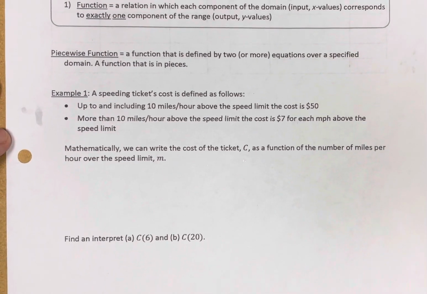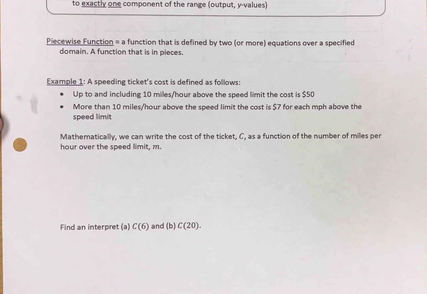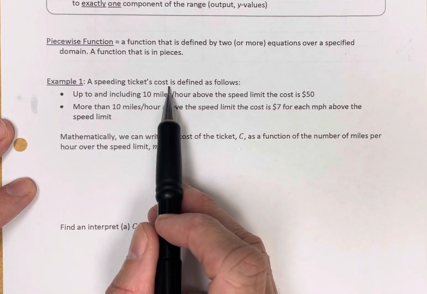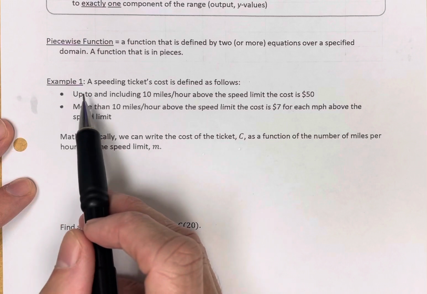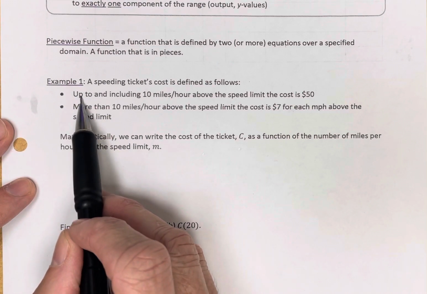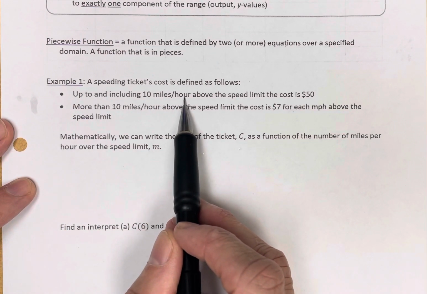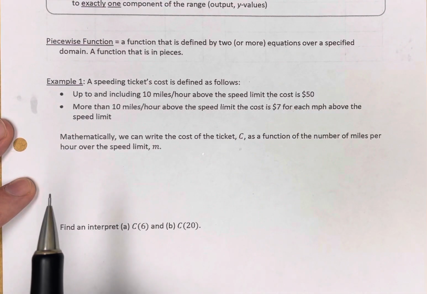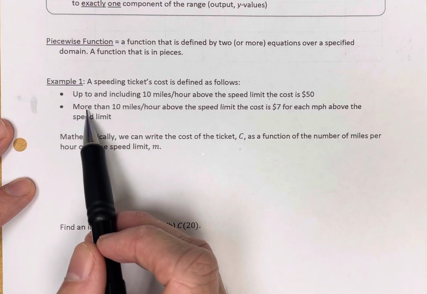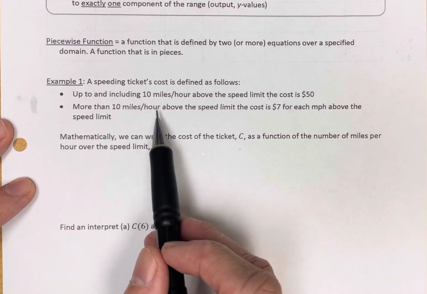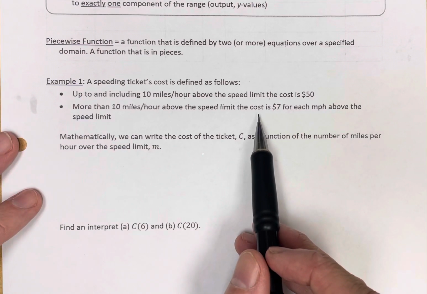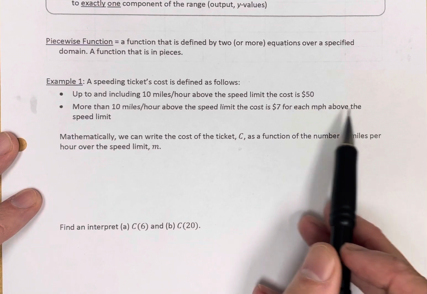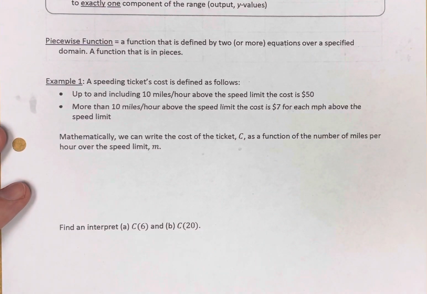Okay, let's take a look at an example. We'll do a couple of examples of this. Example 1. A speeding ticket's cost is defined as follows. If you were caught speeding up to and including 10 miles per hour above the speed limit, the cost of the ticket is $50. If you were found speeding more than 10 miles an hour above the speed limit, the cost is $7 for each mile per hour above the speed limit you were traveling.